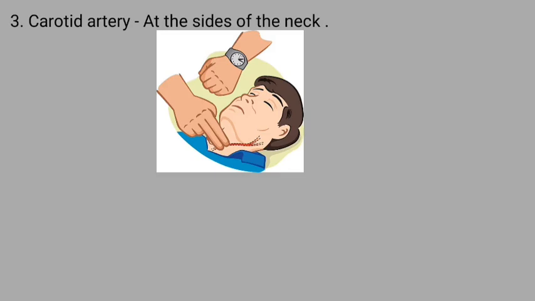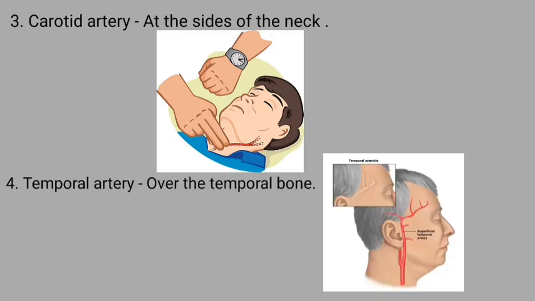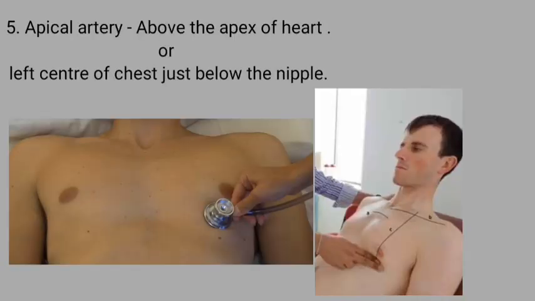Carotid artery is located at the side of the neck. Then fourth, temporal artery. Temporal artery is located over the temporal bone. Then fifth artery, apical artery. Apical artery is located above the apex of heart or left center of chest, just below the nipple.